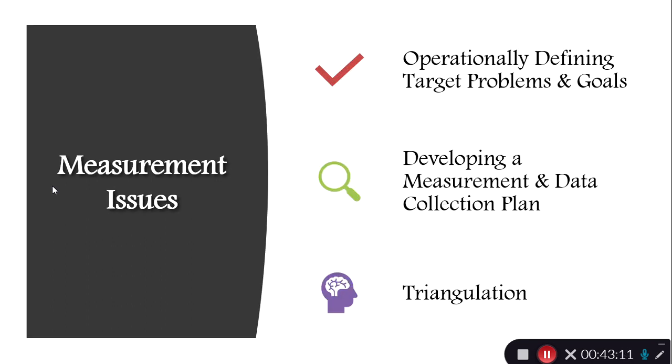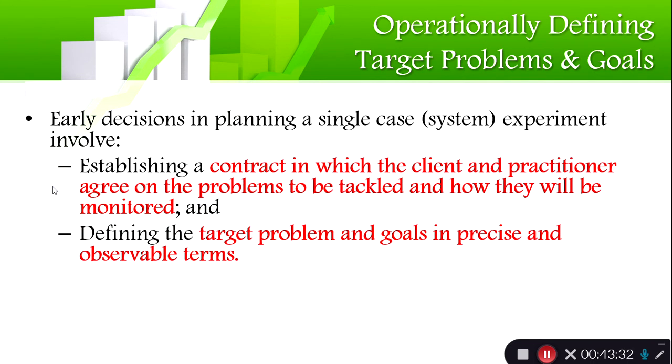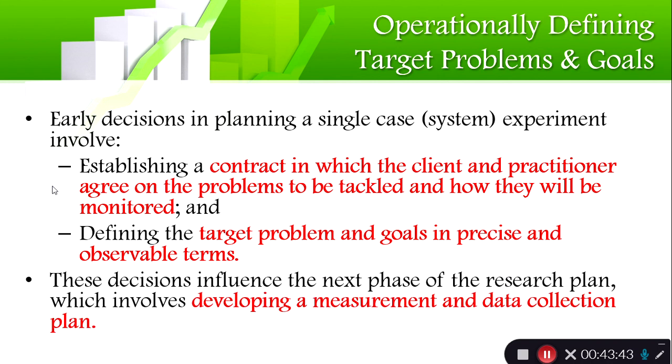So a couple of things that I want to talk about with regard to measurement issues are first, how we go about operationally defining target problems and goals. Also how we go about developing a measurement and data collection plan, and then also issues of triangulation. So early decisions in planning a single case experiment involve establishing a contract in which the client and practitioner agree on the problems to be tackled and how they will be monitored, and also defining the target problems and goals in precise and observable terms.